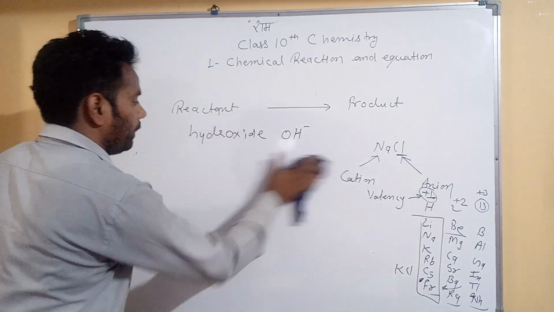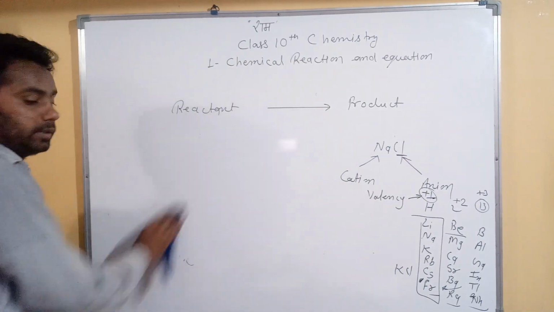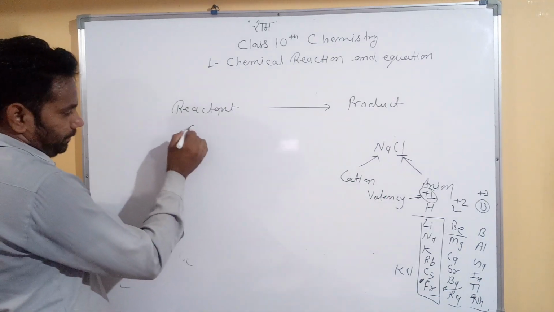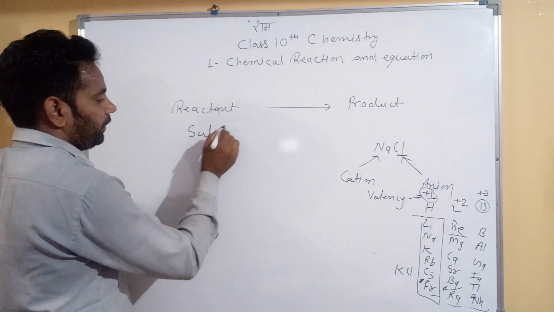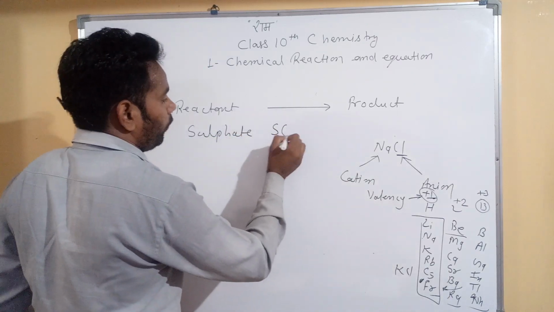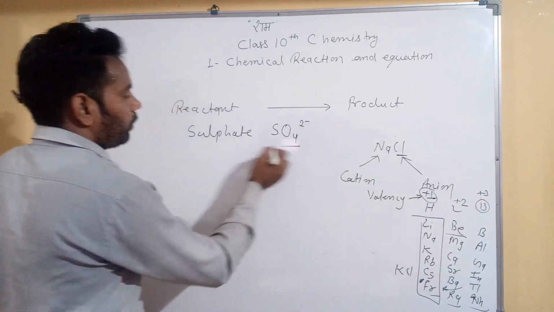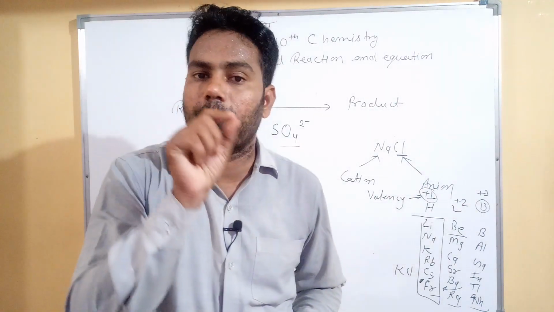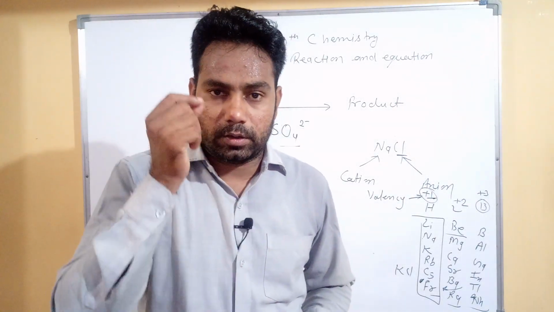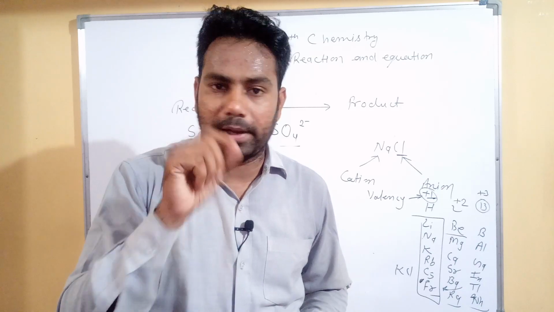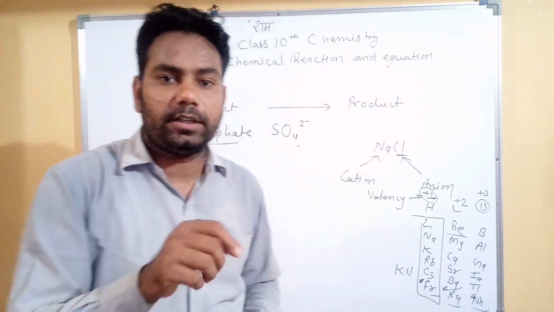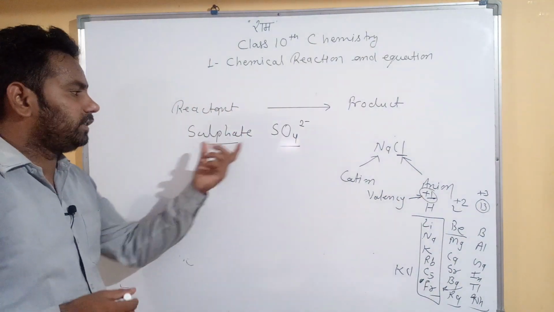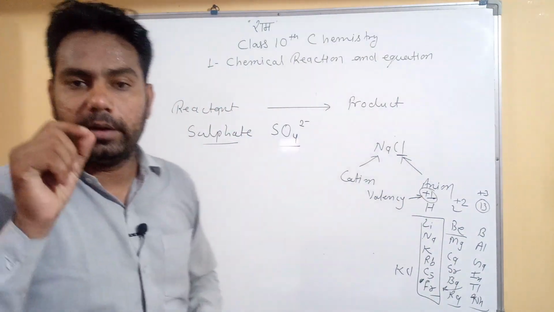Again, one more thing. We have more important formulas for chemical reactions for 10th class students. Sulfate: SO4 2 negative is the formula of sulfate. Chloride is Cl negative, hydroxide is OH negative, oxide is O 2 negative. So the formula of sulfate is SO4 2 negative.